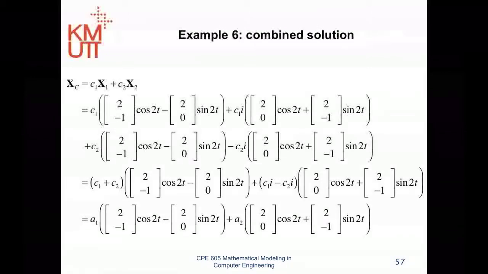And xc, the general solution, is the combined solution of x1 and x2. Multiplying x1 with c1 and x2 with c2, we have c1 x1 plus c2 x2. So we would have c1 plus c2 for the first term and c1 i minus c2 i for the second term. Because these two are constants, we can represent them as other numbers, a1 and a2. Now what we need to do is determine the values of a1 and a2 from the initial condition.